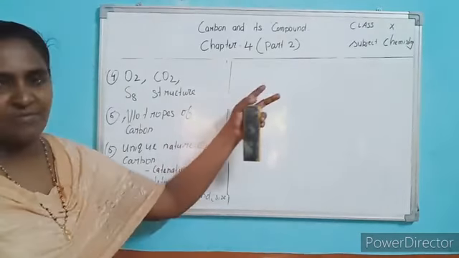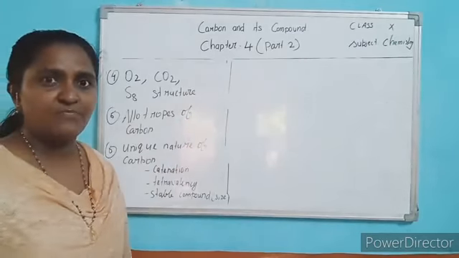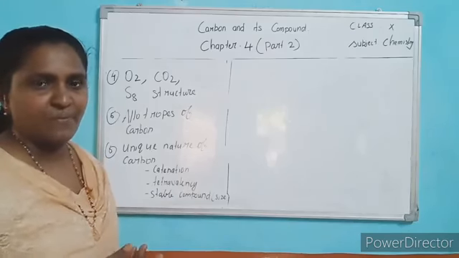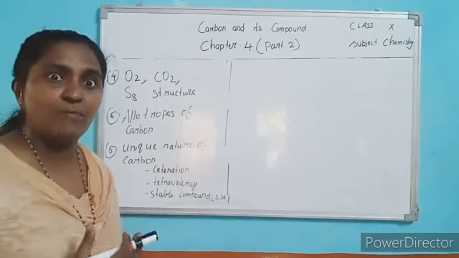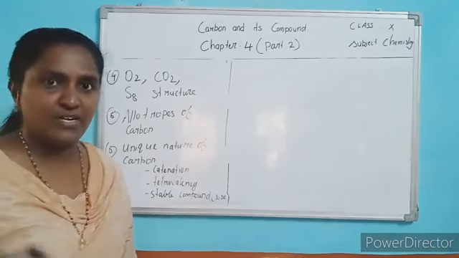We will continue the chapter carbon and its compounds. Why is it called carbon compound? The other name of carbon compound is organic compound because it is made up of carbon, that is, the product and byproduct of living organisms.